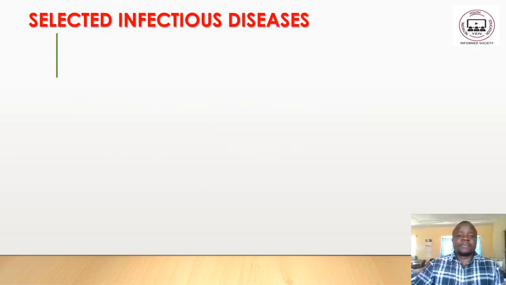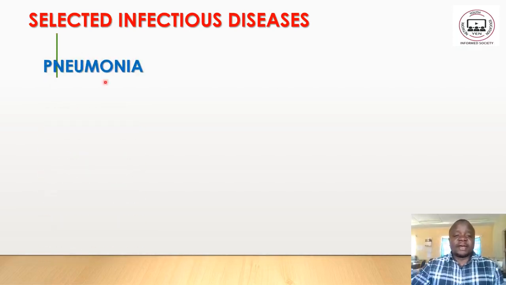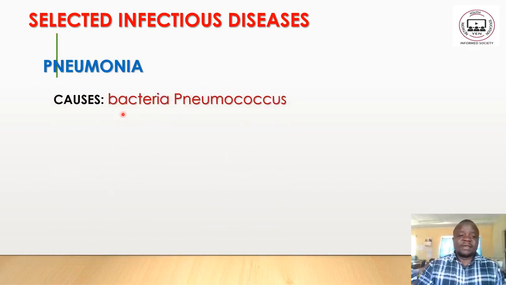Selected infectious diseases. So we have just some selected infectious diseases, those diseases that can spread from one person to another through different means. We have pneumonia. Pneumonia is one of the examples of infectious diseases. Pneumonia is caused by bacteria, pneumococcus bacteria. So pneumococcus is a bacteria that causes pneumonia.